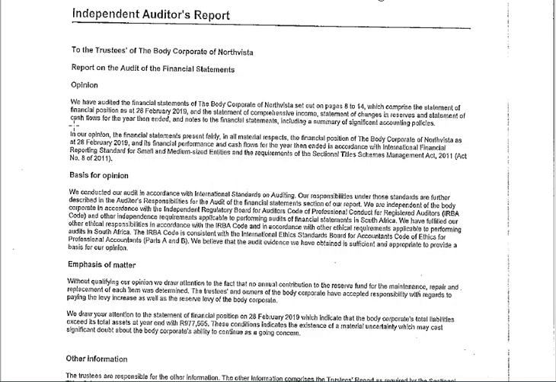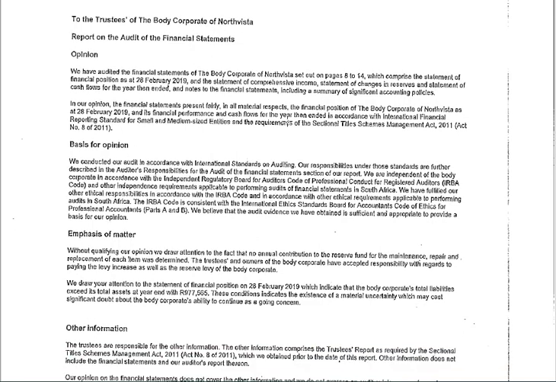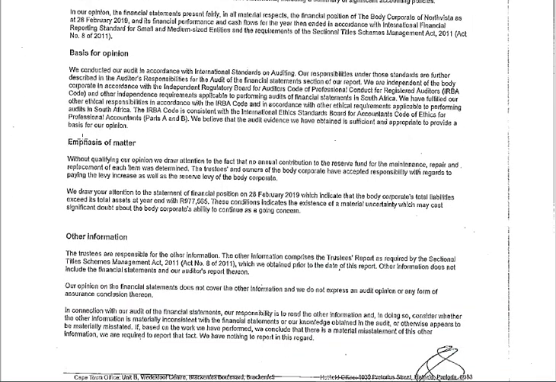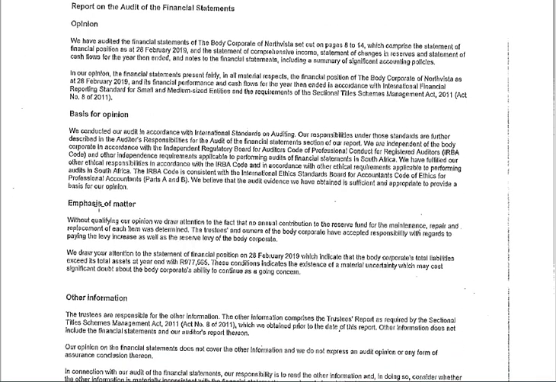So what's nice with this set of auditors is they put their opinion first. So in our opinion, the financial statements present fairly in all material respects the financial position of the body corporate. So yeah, they've given a nice unqualified opinion. And what they do after this, they give some sort of basis for opinion. We conduct our audits. Our responsibilities for those audits are described. And they're just saying how they conducted their audit, how they got to their opinion. So this is all standard. But if you notice, they've got something here called an emphasis of matter. So they've given an unqualified opinion, but if you see an emphasis of matter, they want to emphasize a certain aspect. Without qualifying our opinion, we draw attention to the fact that no annual contribution to the reserve fund for the maintenance, repair, and replacement of each item was determined.